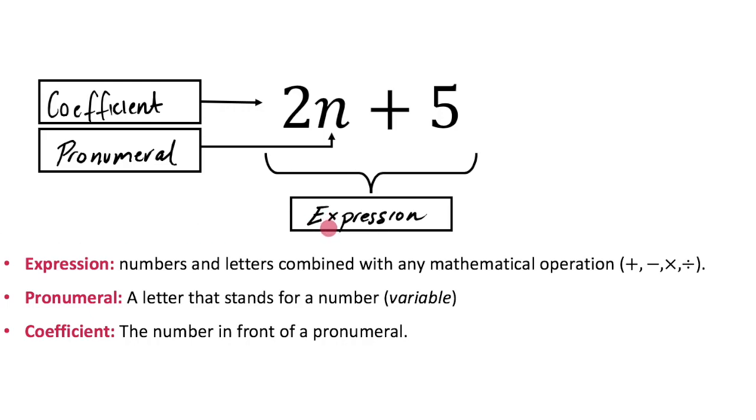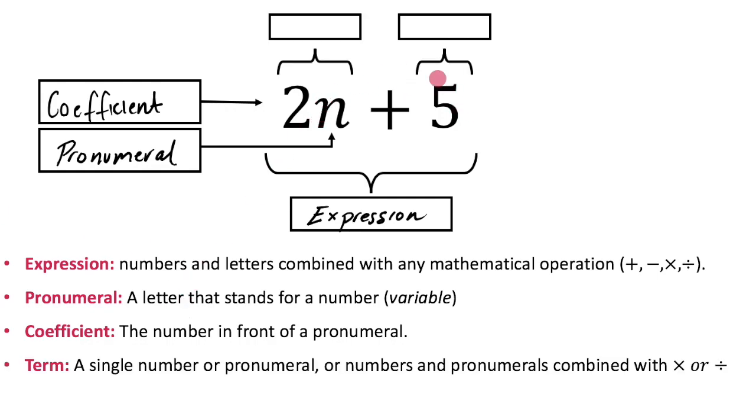Now, the next word that we have to learn has to do with the fact that this expression here has two parts to it. It has this 2n and this 5 as well. But in algebra, we don't call them parts. Rather, what we call them are terms. So a term is a single number or pronumeral, or numbers and pronumerals combined with multiplication or division. So in these blank spots right here, I want you to write the word term, term, term. So this 2n is a term, and this 5 is a term. Now this 2n, as you can see, is a number combined together with a pronumeral, and it's combined with a multiplication. So that is what this 2n is.